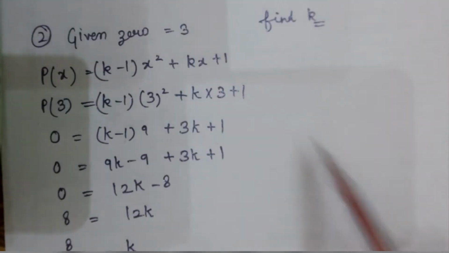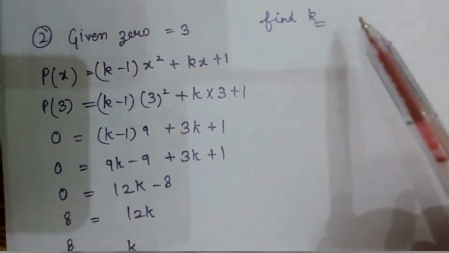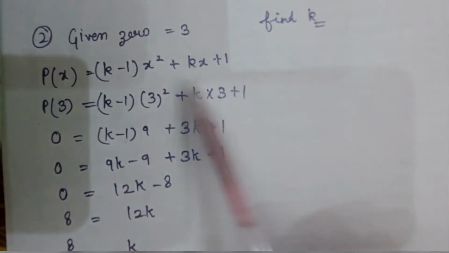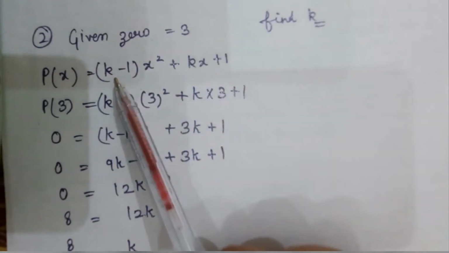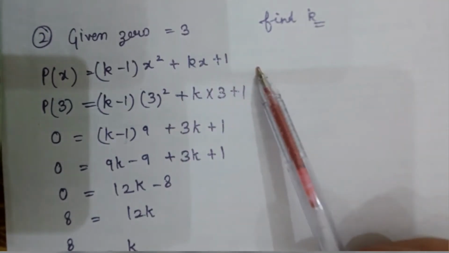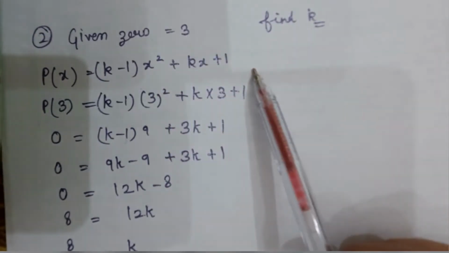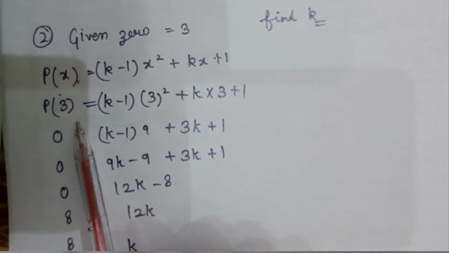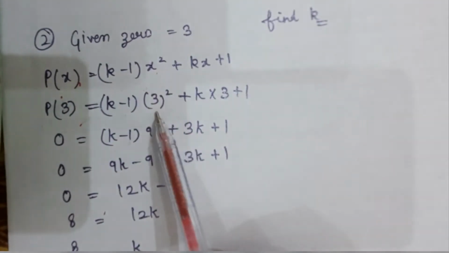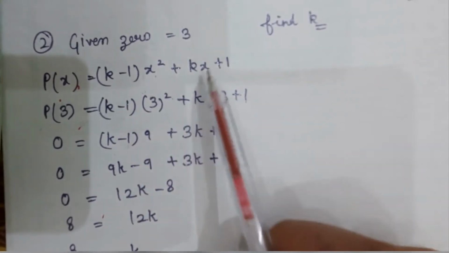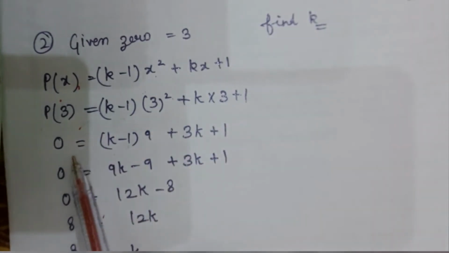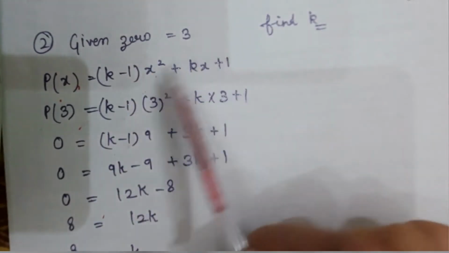Now the second question: given that 3 is a zero, you have to find k in the polynomial p(x) equals (k minus 1)x square plus kx plus 1. It is a quadratic polynomial in the form of ax square plus bx plus c. Now 3 is the zero of the polynomial, which means when we put x equals 3, the polynomial will become 0. So we put x as 3: (k minus 1) into 3 square plus k into 3 plus 1. This will make the polynomial 0 because 3 is the zero of this polynomial.